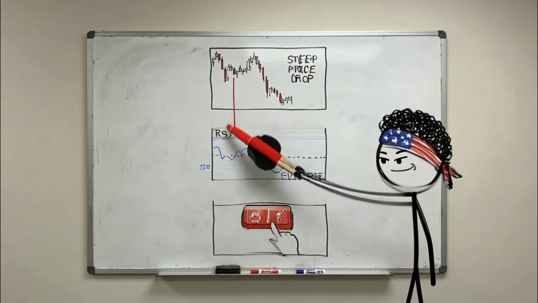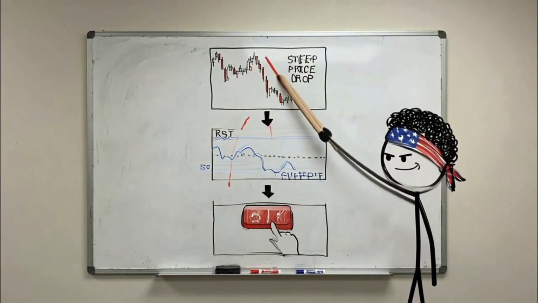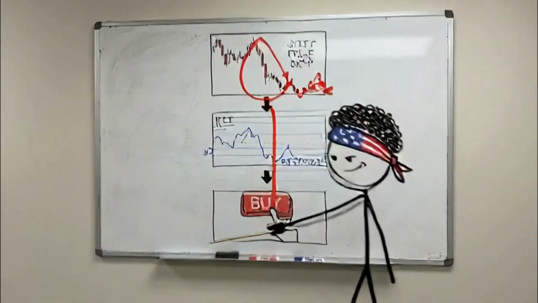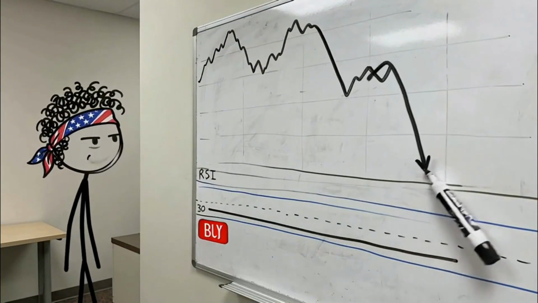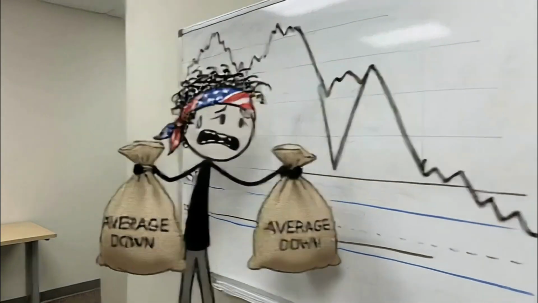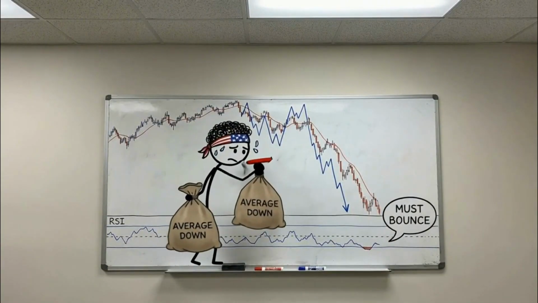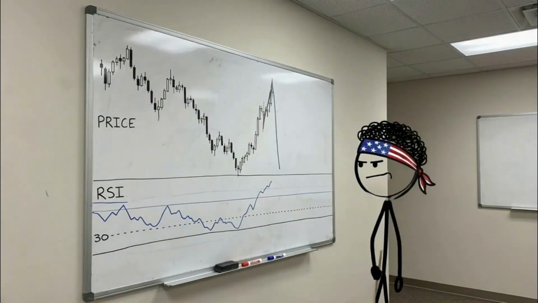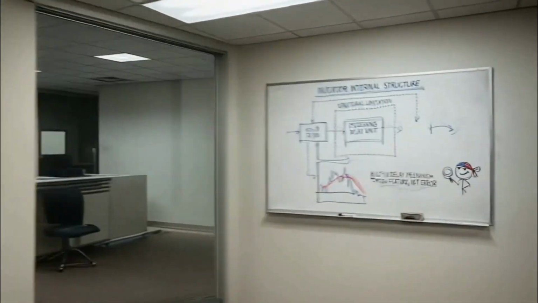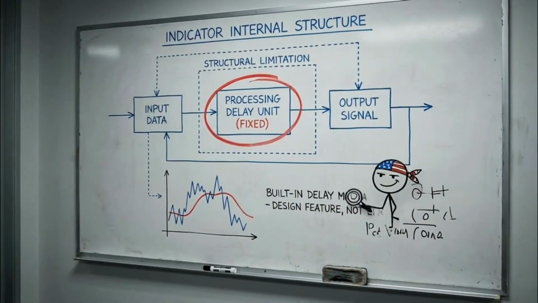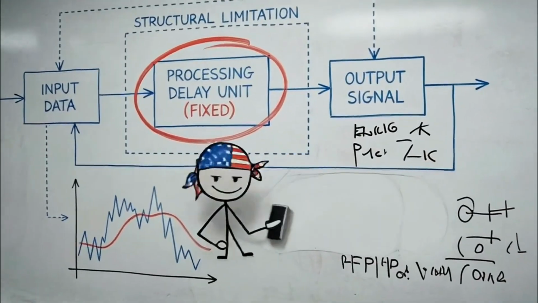And here's what makes this costly. Every time you see RSI oversold and buy, you're entering based on a calculation that needed the drop to exist first. If the drop continues, the signal doesn't update fast enough. It stays oversold while price keeps falling. You hold, you average down, because the indicator says it must bounce. It doesn't bounce, it keeps dropping, and by the time RSI crosses back above 30, the move you wanted is already over. This is not a flaw in your strategy. This is a structural limitation of the tool. The math cannot show you the present.